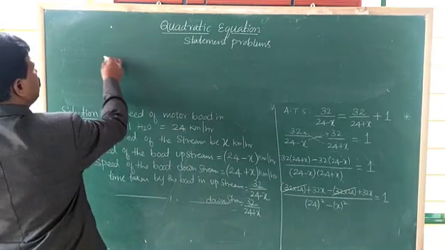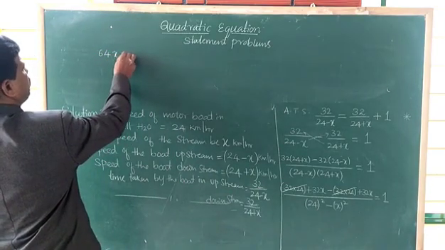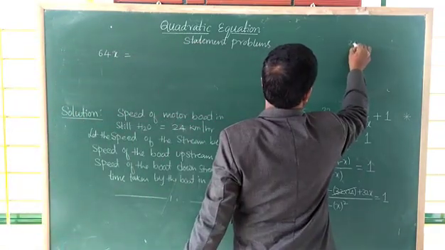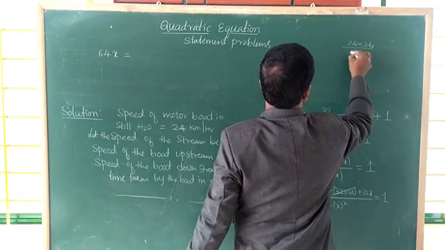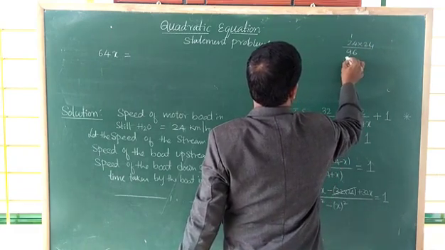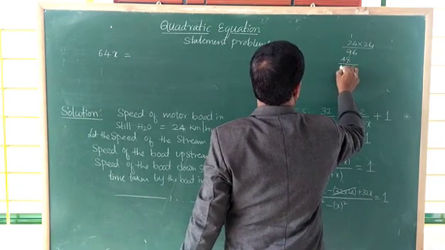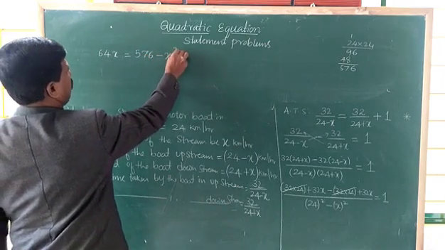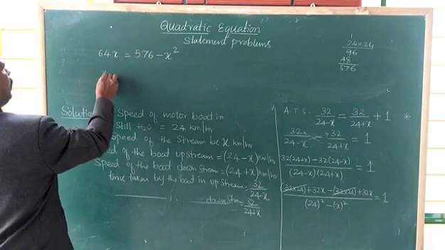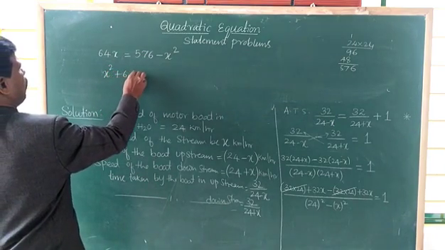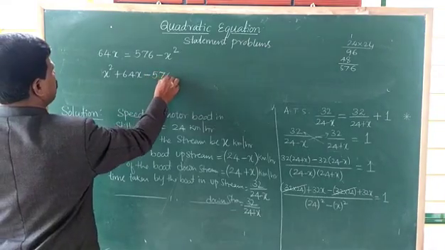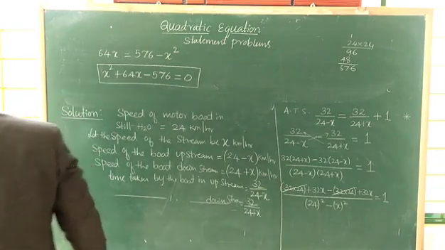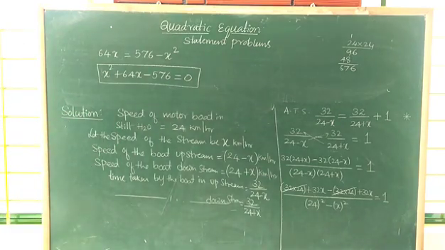Now I am cancelling the terms. Now what is left out? 64x is equal to 24 square minus x square. So take the square of 24: 24 into 24 is 576. So 64x equals 576 minus x square. Now shifting to this side, x square plus 64x minus 576 is equal to 0. Here is the standard form of the quadratic equation.